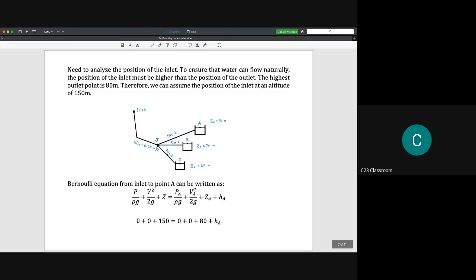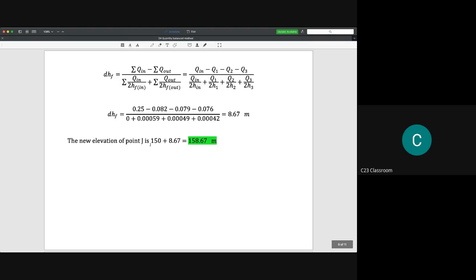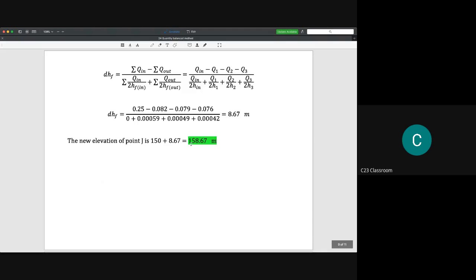I'm sorry, it's not point J. This is the elevation here, not point J. So it is 158.67 meters.